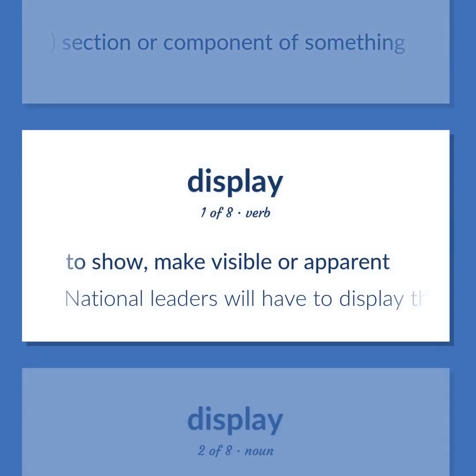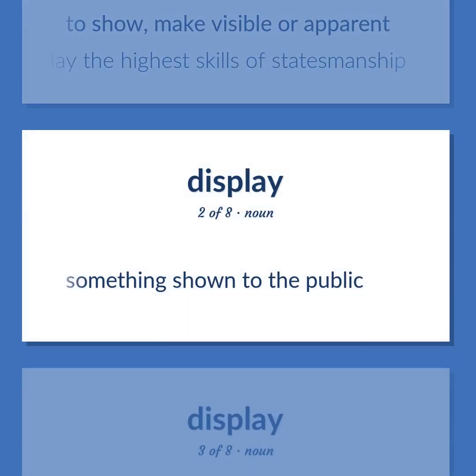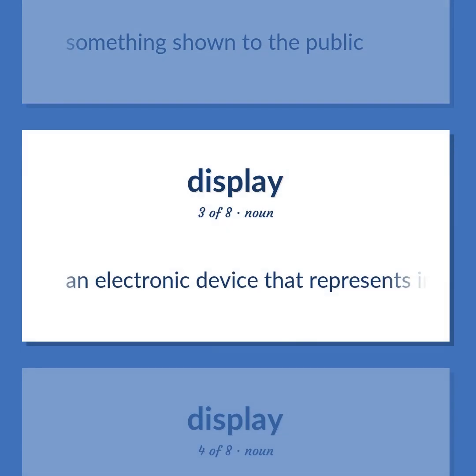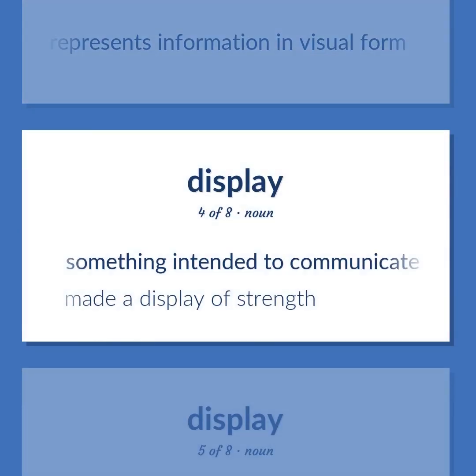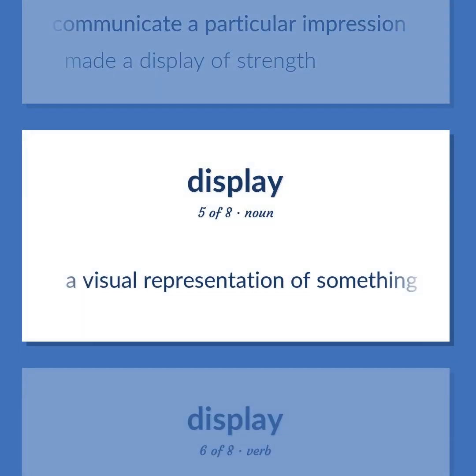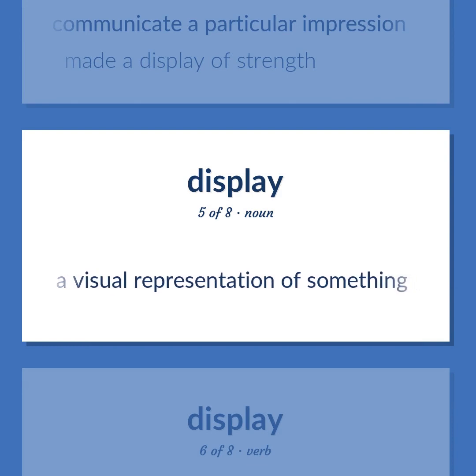To show, make visible or apparent. National leaders will have to display the highest skills of statesmanship. Something shown to the public. An electronic device that represents information in visual form. Something intended to communicate a particular impression. Made a display of strength. A visual representation of something.